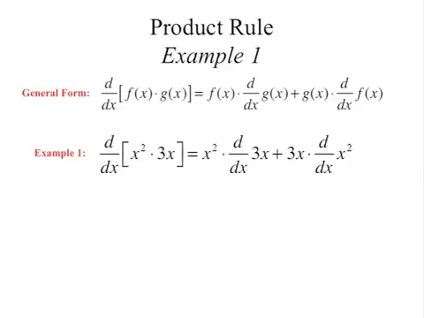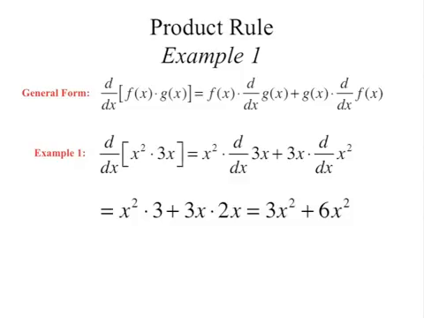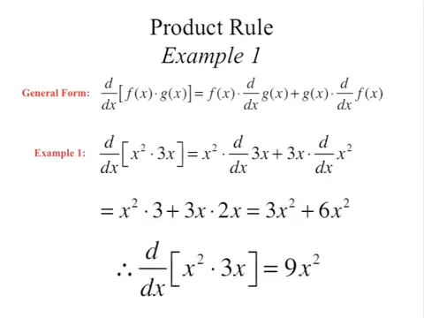If you're asked to differentiate something like x squared times 3x, you would simply have the first, x squared, times derivative of the second, plus the second, 3x, times derivative of the first, which is x squared. And that can be rewritten as x squared times 3 plus 3x times 2x, because the derivative of 3x is simply 3, and the derivative of x squared is 2x, because you bring down the exponent and subtract 1 from the exponent, so it's 2 times x to the 2 minus 1, which is 1. Then you simply multiply those together and add them, so you get 9x squared as your derivative.